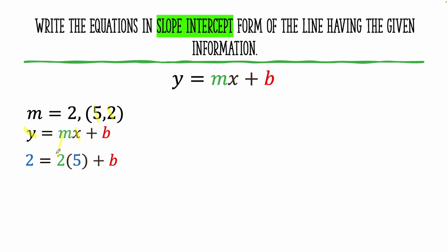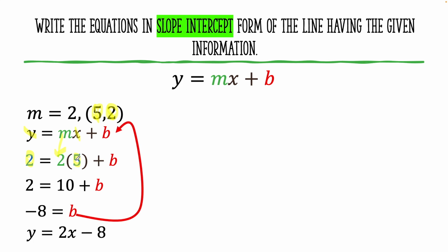So m became 2, okay? And then here's that y value of 2 we put for y, and the 5 we put in for x. Now let's clean that up. We got 2 equals 10 plus b, subtract 10 from both sides, so b equals -8. Now we can just go ahead and plug that back into y equals mx plus b, so y equals 2x minus 8. Let's try another one like that.